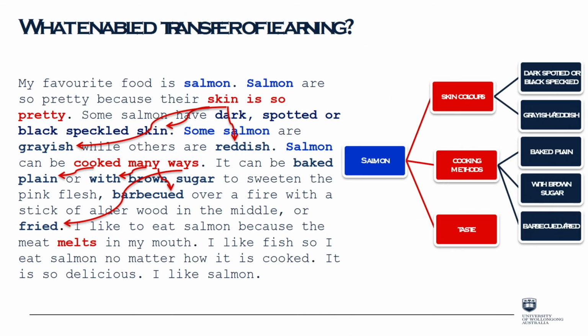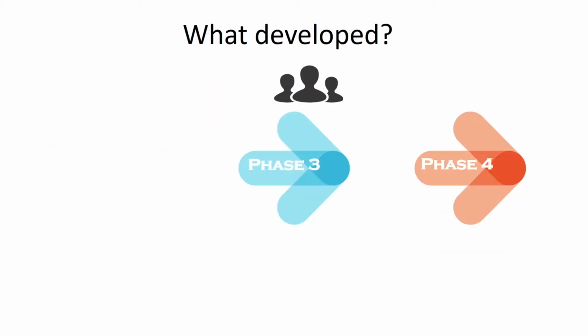That's how we can unpack this piece of writing. So we start with my favorite food is salmon. And there's a hierarchical knowledge, different aspects of knowledge about salmon, skin colors, cooking methods, and the tastes. I guess what we can say is this is the scaffold. And what was successfully accomplished is this learner was able to use that scaffold and apply that scaffold to that piece of writing to improve the piece of writing from text 1.